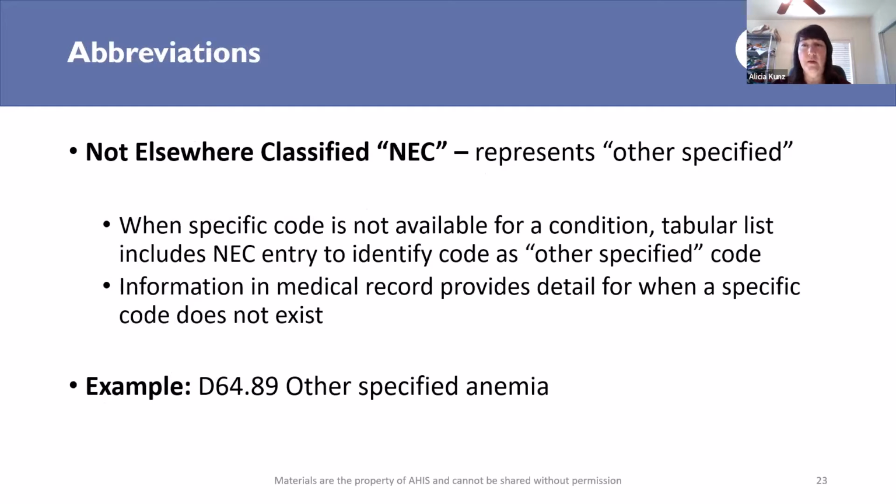Some abbreviations that you should be aware of are NEC, not elsewhere classified. This means that perhaps the physician has given you some information about a specific condition, but there is not a specific code for that condition. So this NEC represents the concept of other specified. Here's an example, D64.89 other specified anemia. That would mean, if you're using this, that your physician has told you it's some sort of anemia for which we don't have an existing code.